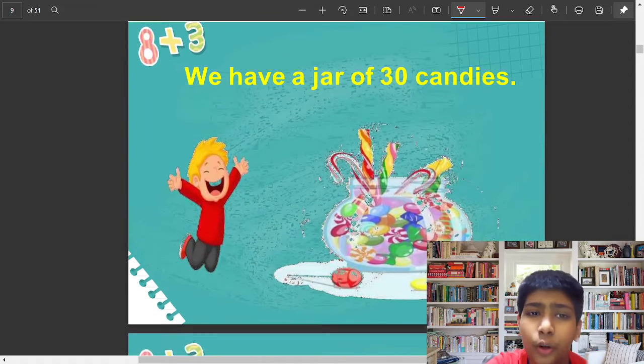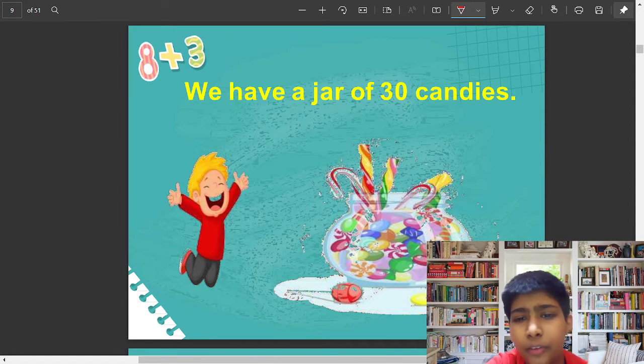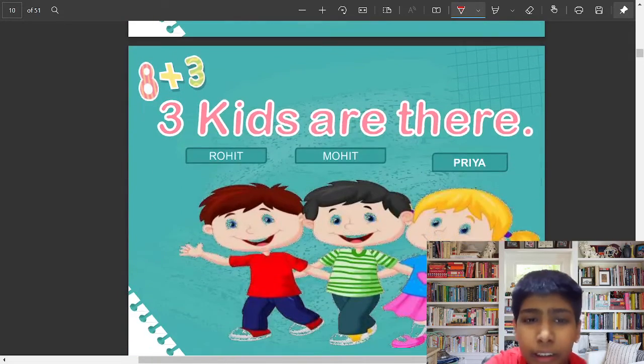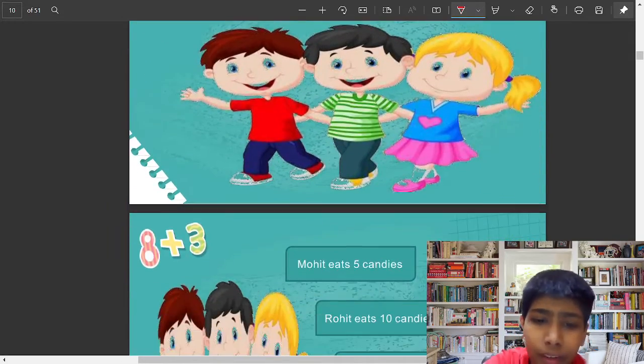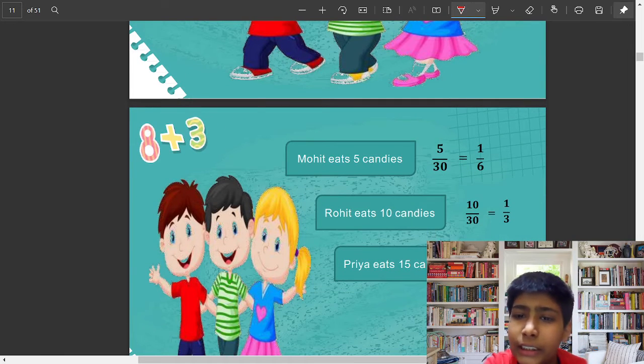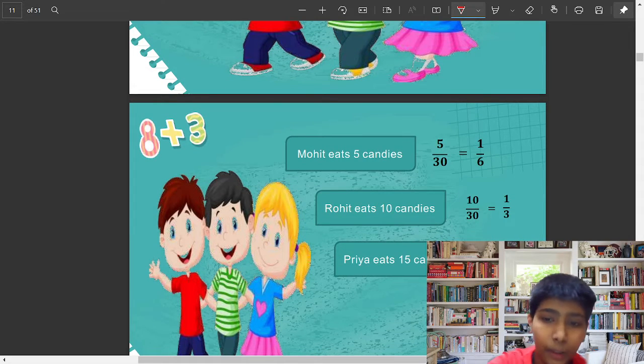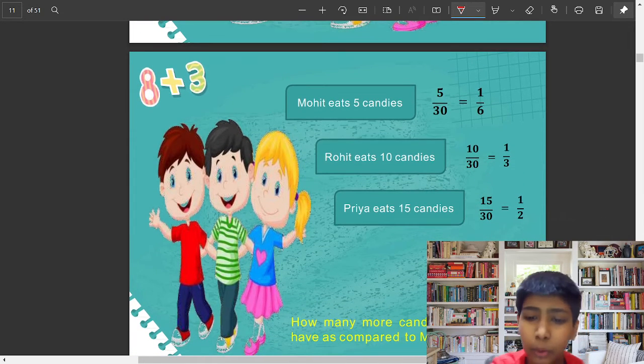This is a question for you all. You can stop the video in between when you have to. We have a jar of 30 candies. 3 kids are there. Mohit eats 5 candies, equals to 1 by 6. Priya eats 15 candies. How many more candies does Priya have as compared to Mohit and Rohit? You can tell this answer in the chat box also.